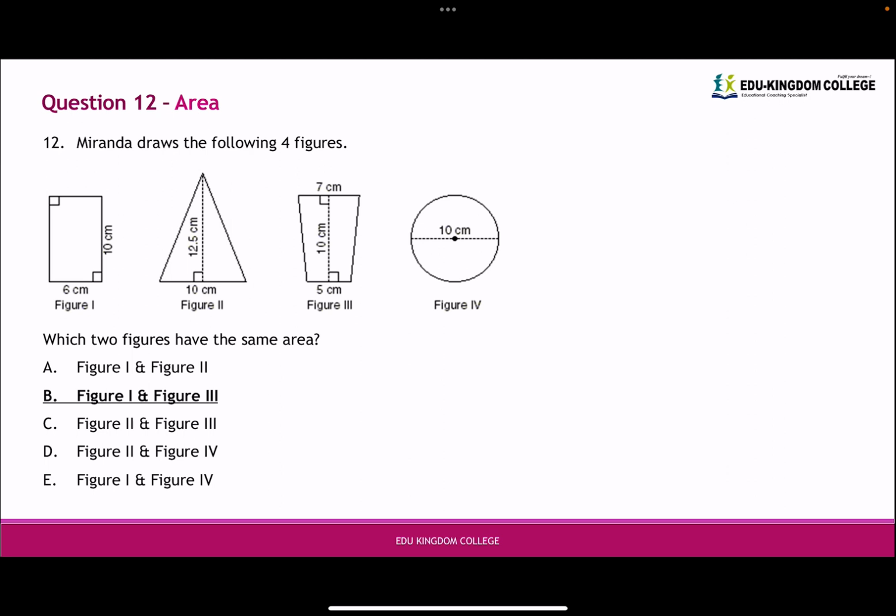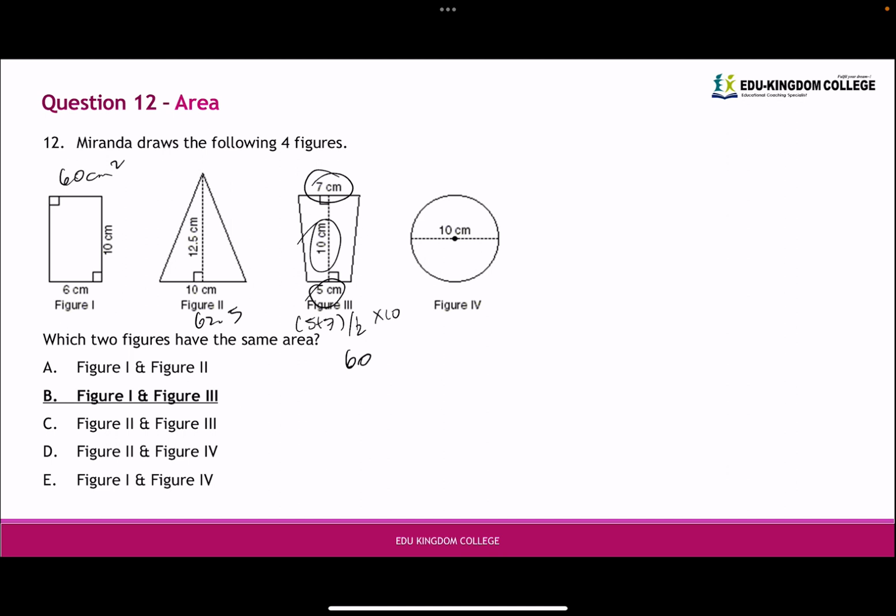Now, the last question, I believe. So we have four figures. We have a rectangle. The area of this is 60 centimeters squared. The area of this is, I believe, 62.5. The area of this is going to be 5 plus 7 divided by 2 times 10. So 5 plus 7, we divide that by 2 because that's the equation, times the height. So that would give you 60 as well. So 5 plus 7 is 12, divided by 2 is 6, times 10 is 60.